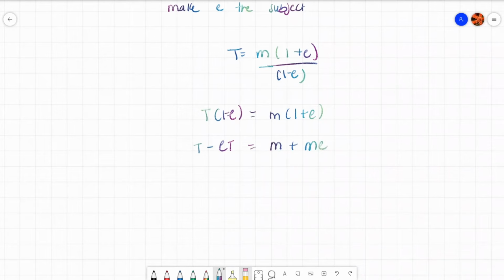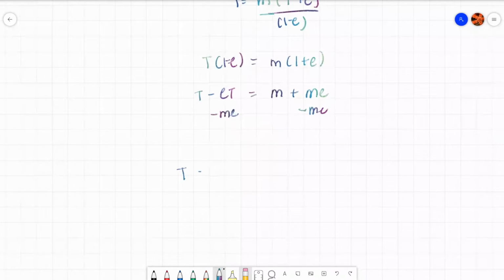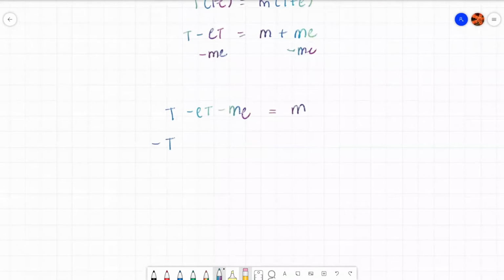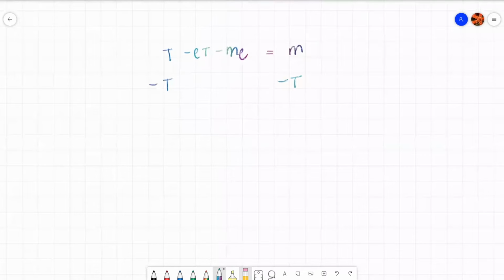So again, I'm a little bit stuck here because I've got E's on both sides. Up to you, you can either take the ET on the other side or the ME on the other side. For some reason, I'm just going to decide to take off the ME. Again, it'll be exactly the same if you do it the other way. So I'm going to do T minus ET minus ME equals M. Let's get rid of the T by subtracting T on both sides now, because that doesn't have an E with it, so there's no point having that. That goes. Minus ET minus ME equals M minus T.